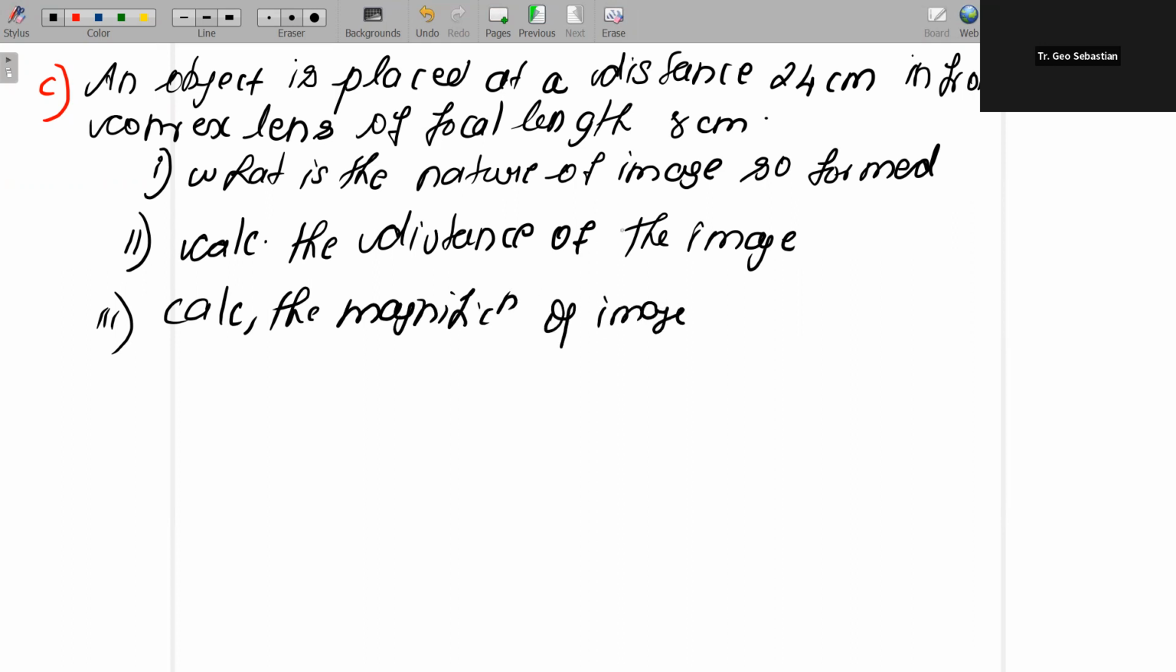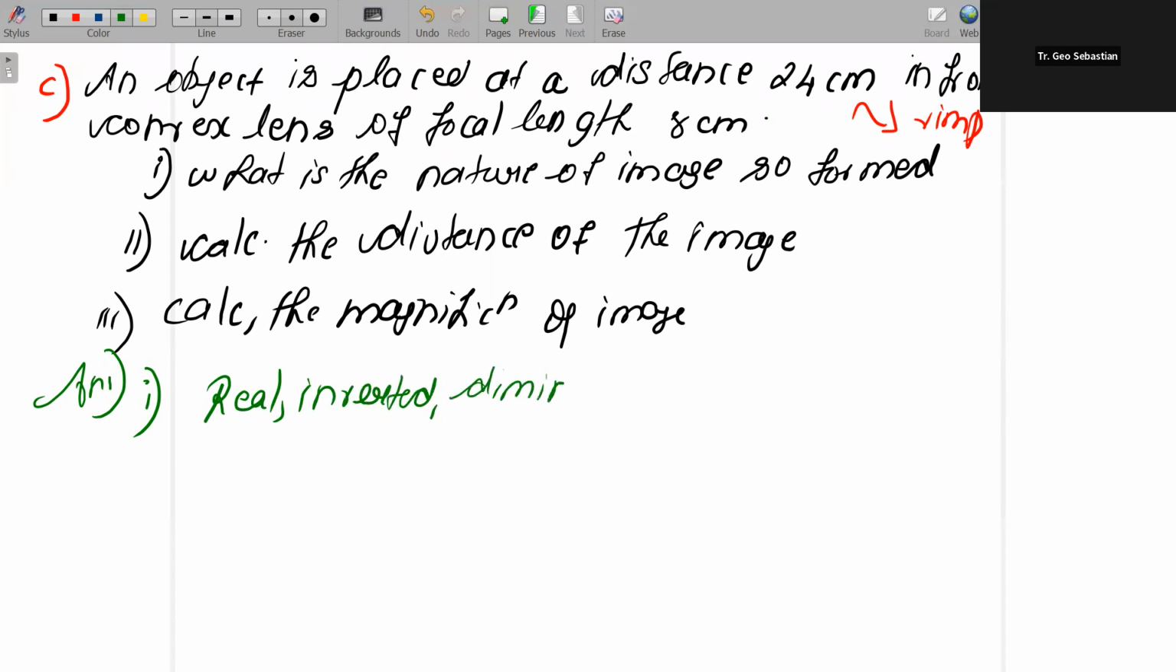Children, please remember, I'm expecting this type of question this year also. Okay, so 2 questions I told you this year I'm expecting. So please mark that perfectly. So answers for this. What is the nature of the image so formed? Real, inverted, comma, diminished image will be formed.